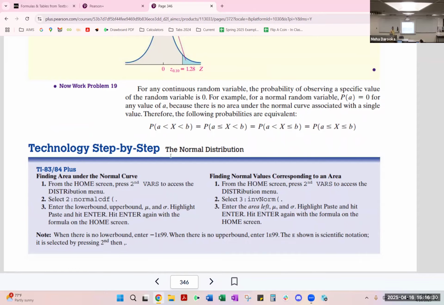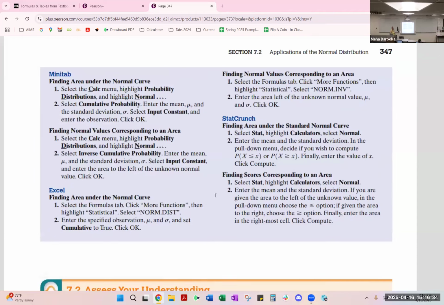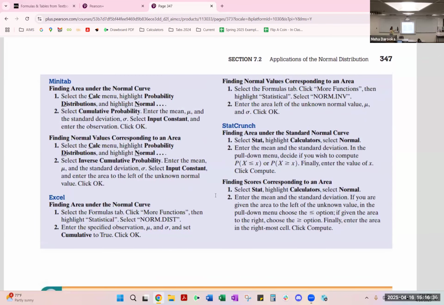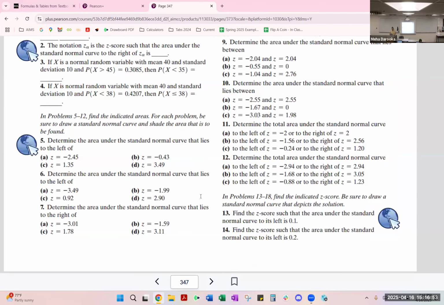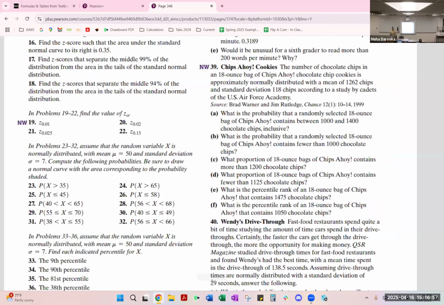As always, you've got your technology step-by-step here. I showed you this last time, but let me show you again. So you can see the main function we will be using in Excel is the NORM.DIST. And when we're ready to talk about reverse calculations, which we've done now, we'll be using the NORM.INV. So let's take a look at some examples here. We did some of these generic ones last time, but let's do some applications.